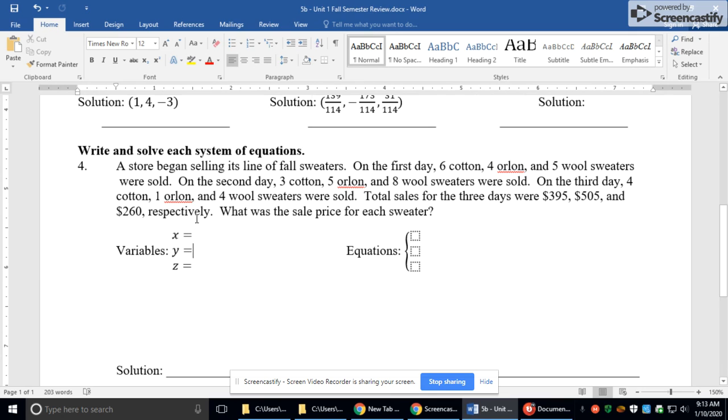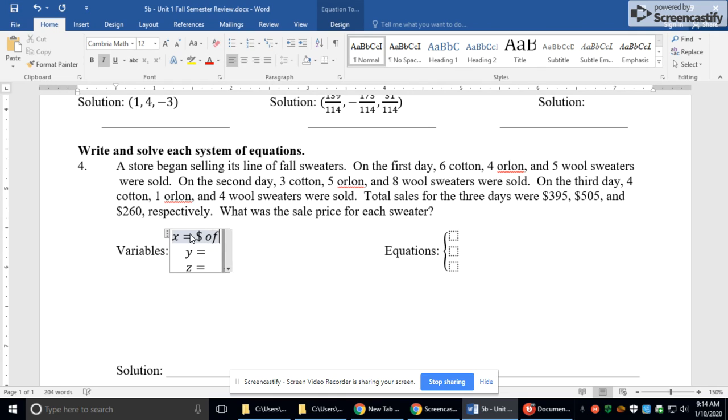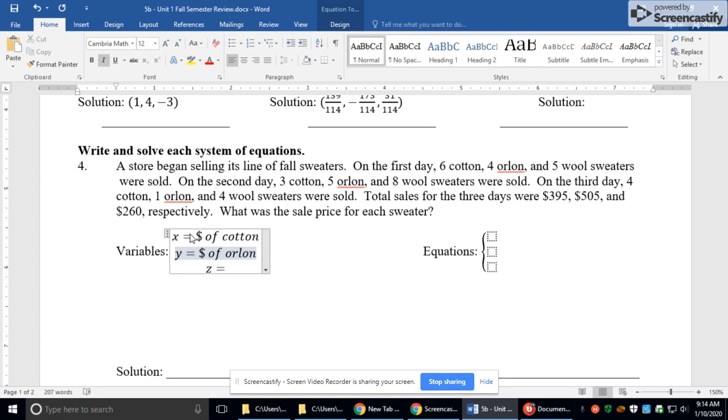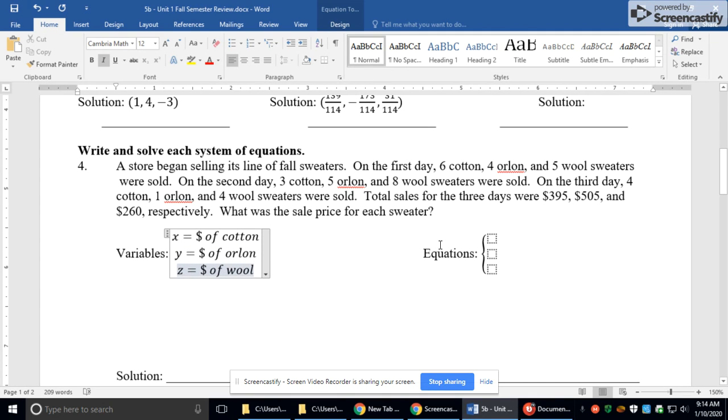So your variables are the price of each type of sweater. So I'm just going to define X as the price of cotton, right? That was the first thing that was listed. Then the next one was the Orlon sweater, and then a wool sweater. All right, so now we're ready to write our equations.